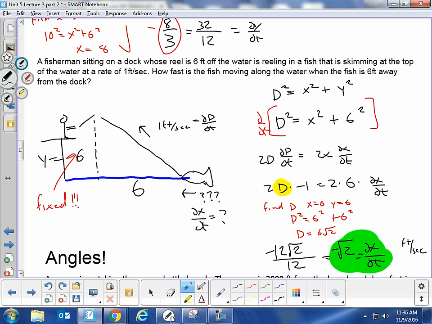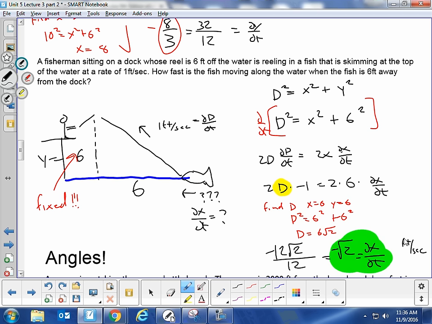The y is fixed. I go d squared equals x squared plus 6 squared. I take the derivative: 2d dd dt equals 2x dx dt. Then I plug in -1 for dd dt. I plug in 6 for x. I need to find dx dt. I have to do that extra step. I have to find d.